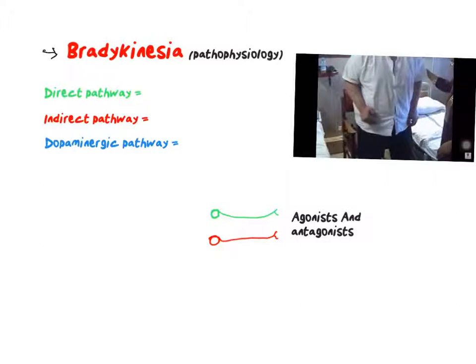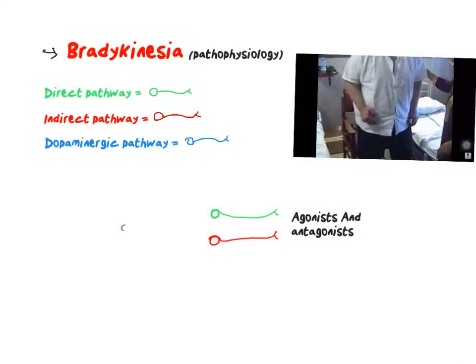So here are the neurons which will be represented in our video. The green one represents the direct pathway, and the red one the indirect pathway, since the green one is stimulatory and the red one is inhibitory, and the blue one is the dopaminergic pathway.